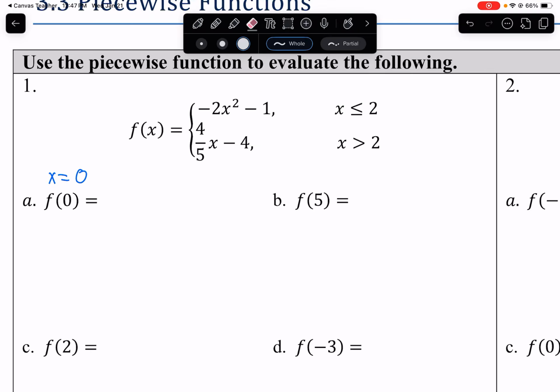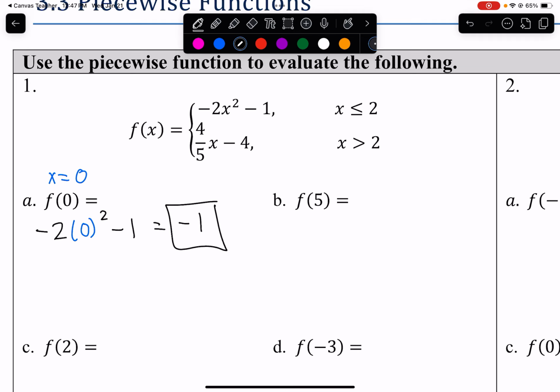So you use that domain here on the side to tell you which function you use depending on what your input is. So we're going to plug in a 0. So we've got -2, and then I plug in my x value of 0 squared minus 1, and you can plug that into your calculator, and when you get that, you should get -1 as your output.